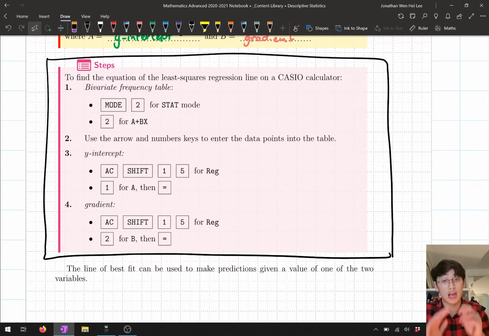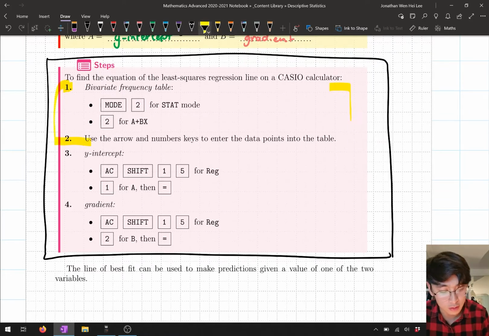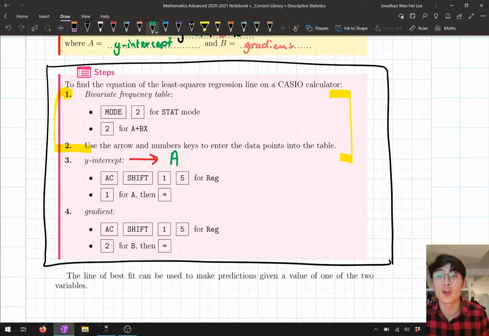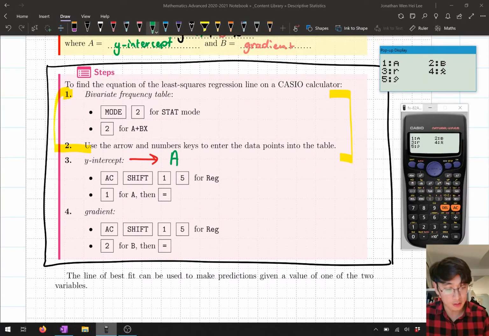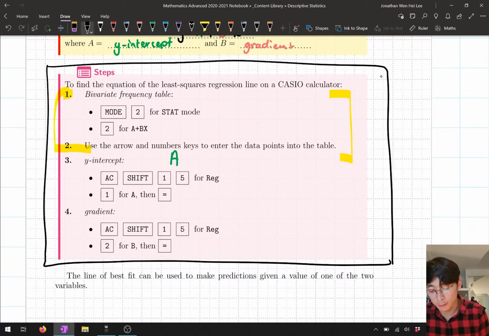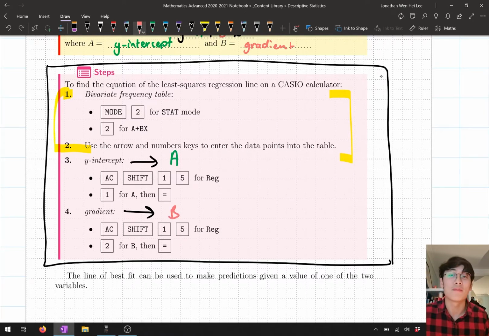The first thing we need to do is actually enter our data points into our calculator. So we go through and we enter each step of our data. So here, that is what these first two steps do, when we're using bivariate data and putting it into our calculator. Then, when we want to find the y-intercept, that is A. So on our calculator, if we go to the stat menu and press 1 for A, that will give me the y-intercept. And then if I want to find the gradient, I'm just going to go to that same stat menu and press B. And that will give me the gradient of my least squares regression line.